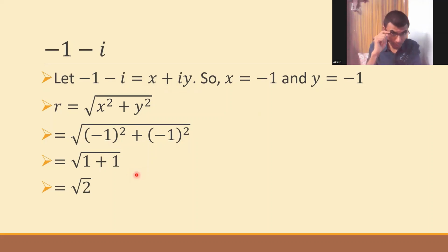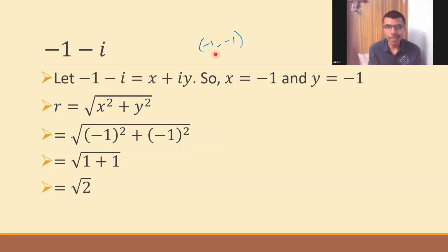Now be careful about theta. If you observe, this complex number in the coordinate plane can be written as -1 comma -1. Okay, fine. Now this -1 comma -1 lies in which quadrant? It lies in the third quadrant. So my angle should be somewhere between 180 degrees and 270 degrees, because in the third quadrant angles can be between 180 degrees and 270 degrees. Fine. So that's one of my criteria.